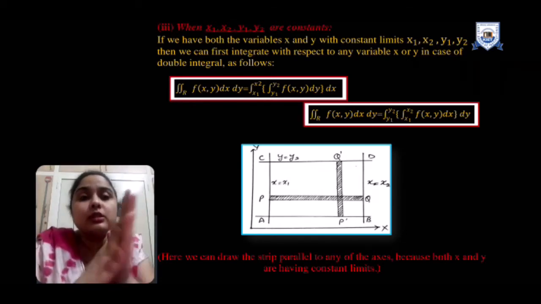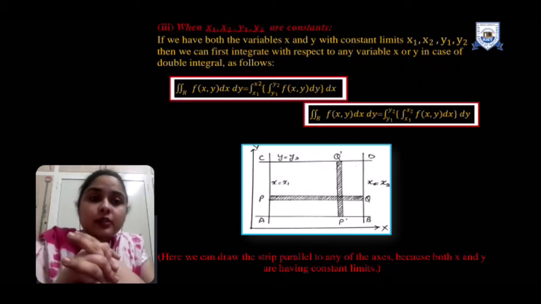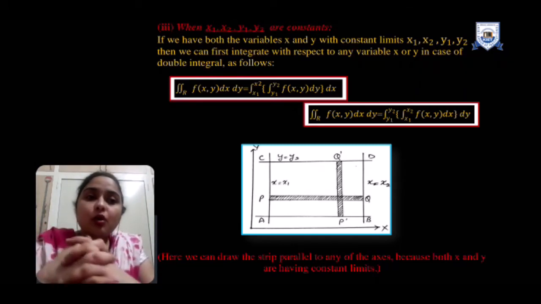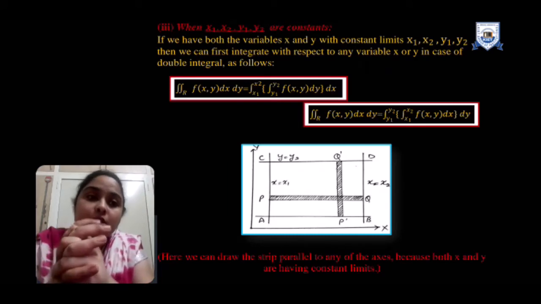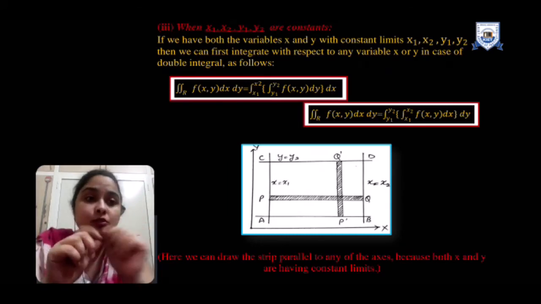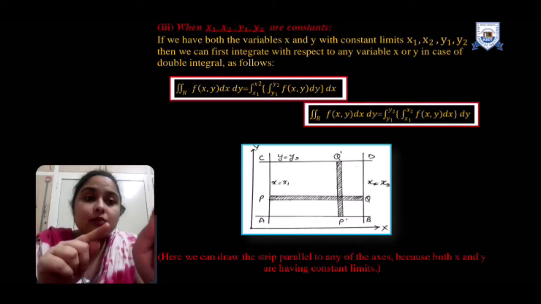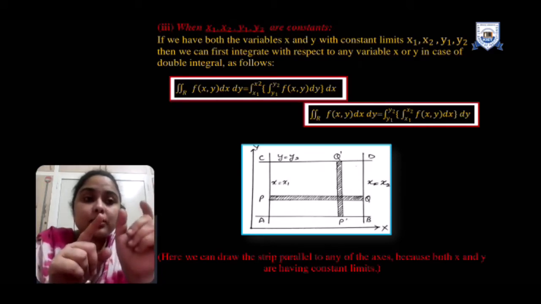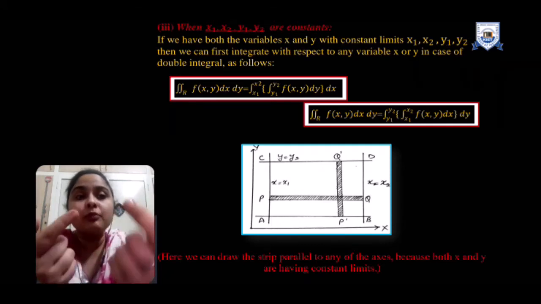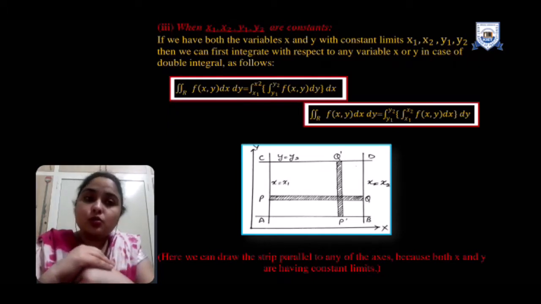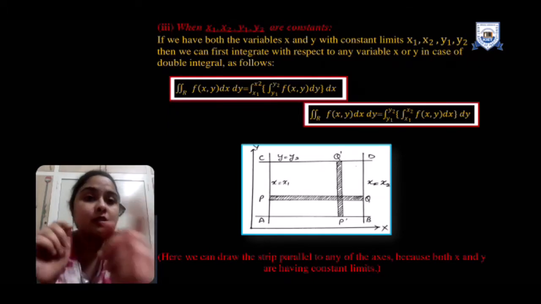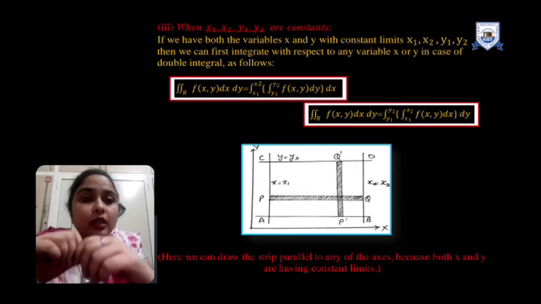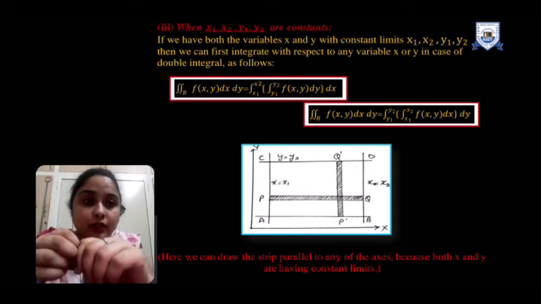In the first box, we can see that we are integrating with respect to y first and then x, and in the second box we are integrating with respect to x first but under the limits x1, x2. This time x1 and x2 are associated with dx, so the first integration will be done with respect to x, and the first limits for them will be put like x1 and x2. On the other hand, you can see in the previous bracket that when we were integrating with respect to y, we were using the limits y1 and y2.